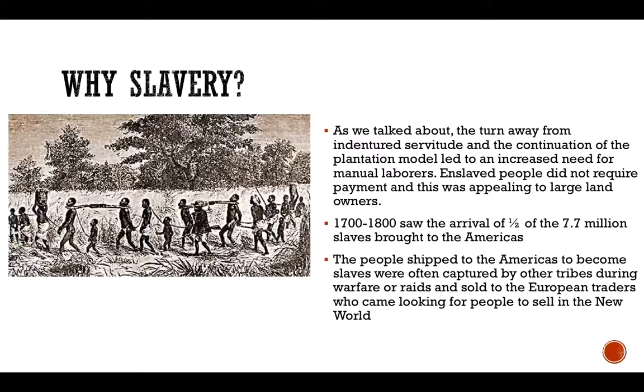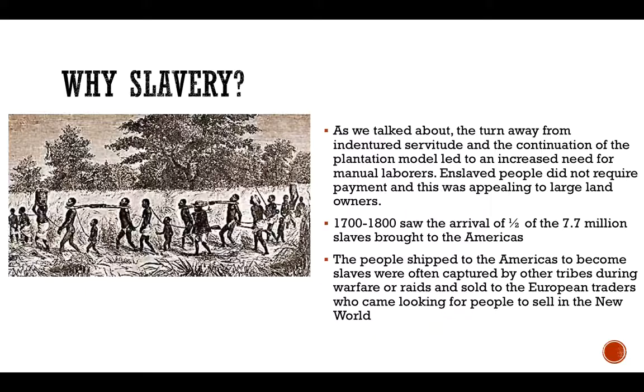What increased at this point was the importation of enslaved people to the Americas. So this is to both North and South America. From 1700 to 1800 is when about half of the 7.7 million enslaved people were brought to North and South America. So within this 100-year period, this is when half of them arrived here.